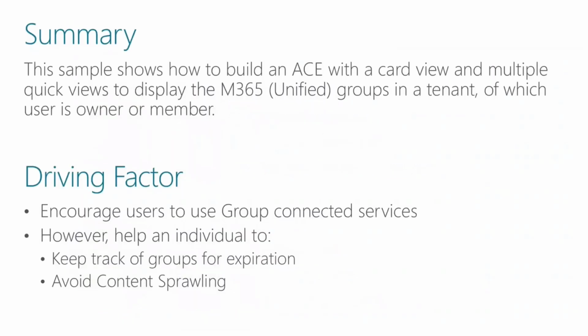So, a summary of this particular solution. This sample shows how to build the adaptive card extension with the card view and multiple quick views to display Microsoft 365 unified groups in a tenant, of which the currently logged in user is an owner or a member. And the concept behind this sample is concentrated around Microsoft 365 groups, because once you are in a group, you can benefit from group connected services such as SharePoint, Microsoft Teams, Yammer, and Planner.